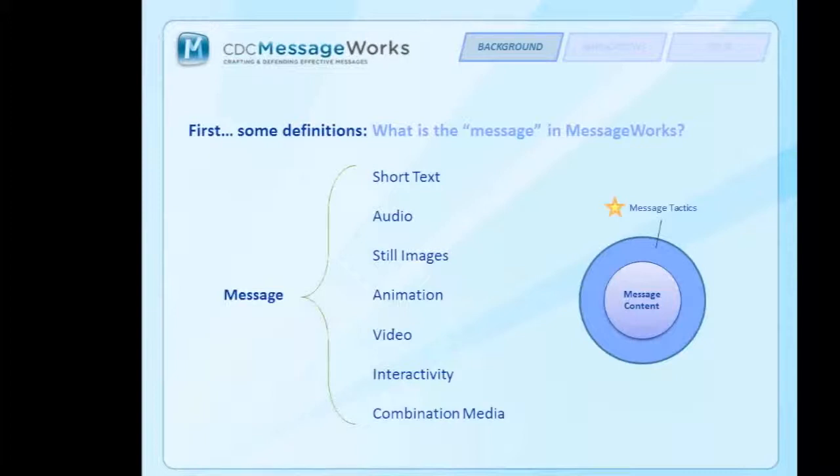What we typically get is the question: what is the message in MessageWorks? And I saw that there were a very large percentage of health communicators on the webinar today. And it's not a vacuous question. It's an important question, and we thought we would start with that.